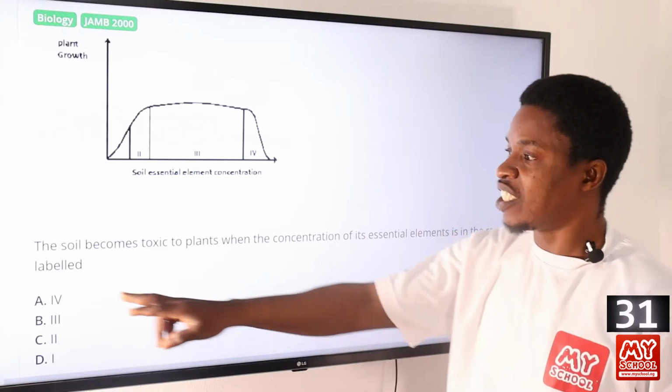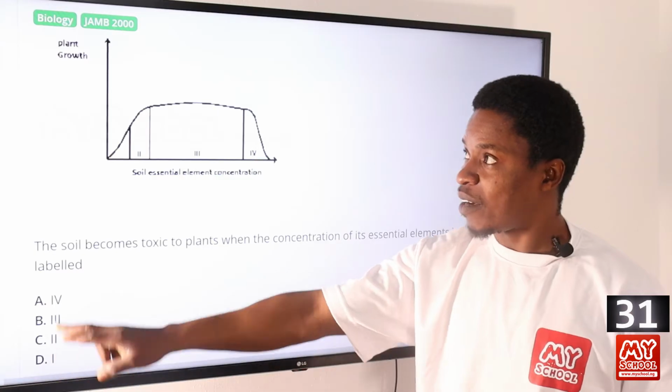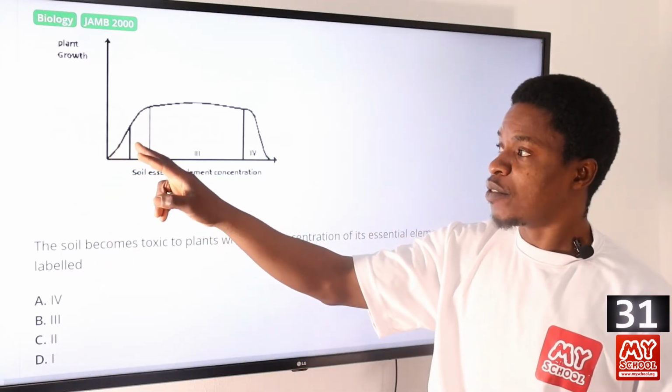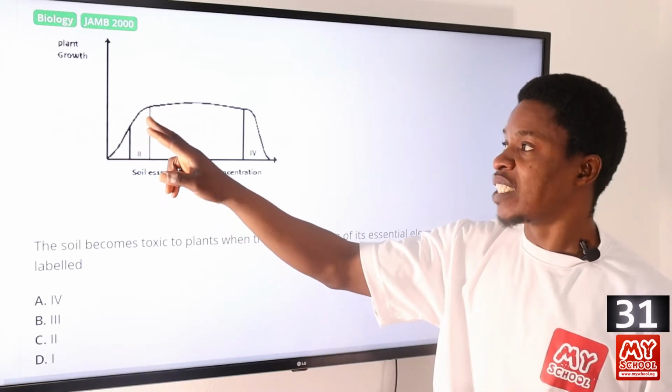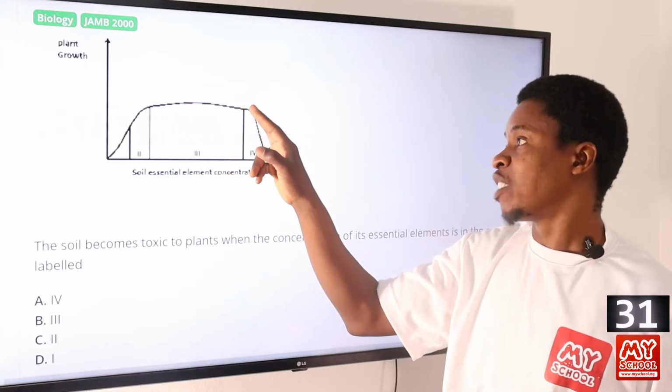So the question says, the soil becomes toxic to plants when the concentration of its essential elements is in the range labeled what? Is it IV, is it I? We said that this point, I, is the lag phase where nutrients are building up. Then this II is the log phase where growth is being experienced. At this point, III, it is stationary because there's no growth again taking place. And then this place is the death phase.